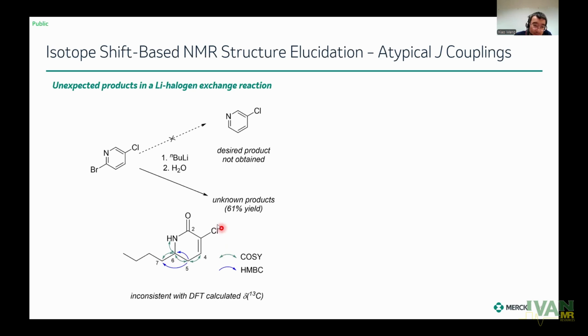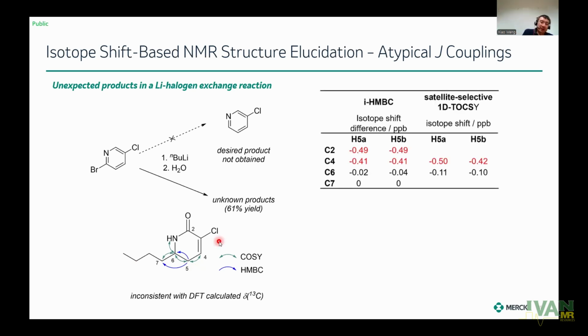However, the problem we find is that the DFT-calculated carbon and proton chemical shifts of this molecule don't match the experimental data. So there must be something wrong here. Then we try to obtain the isotope shift from proton 5. In this case, we tried both i-HMBC and the satellite-selective 1D TOCSY experiment.